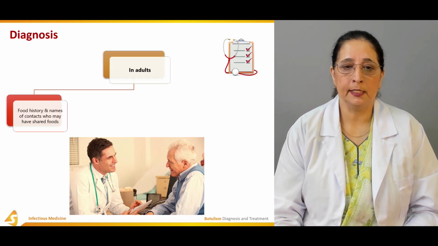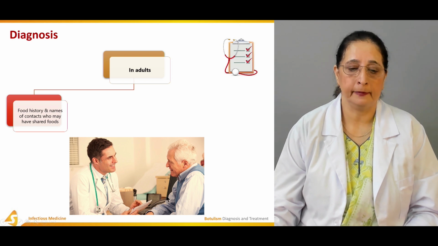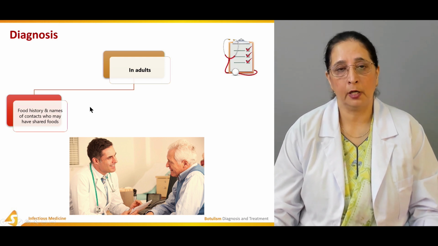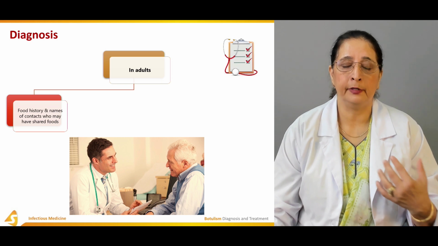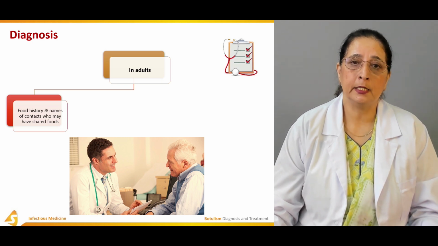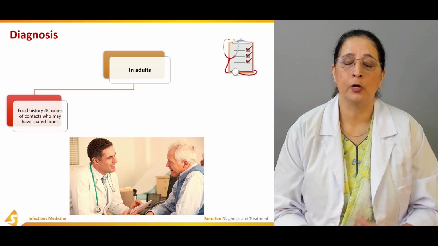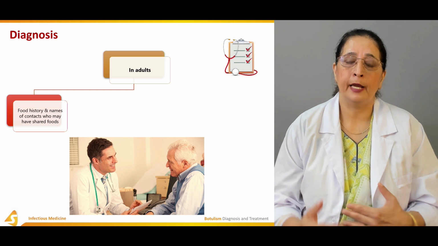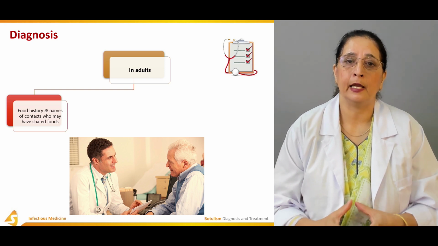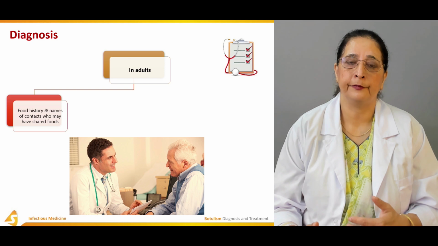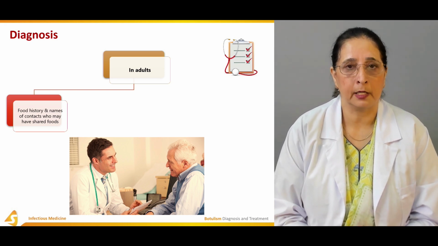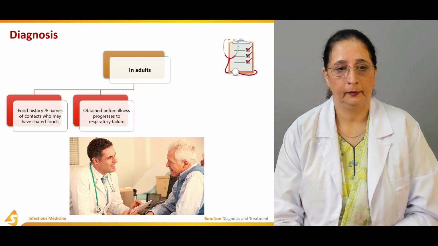Diagnosis in adults: food history, and names of contacts who may have shared the food. It's important if it's foodborne, if there is a history of consumption of home canned food, who the individuals were who consumed the food, and whether they are all affected and develop similar features, signs and symptoms. That's an important part of the diagnosis.